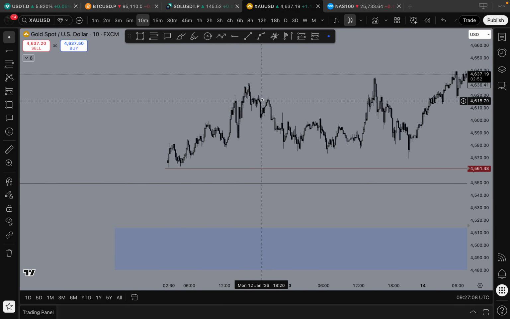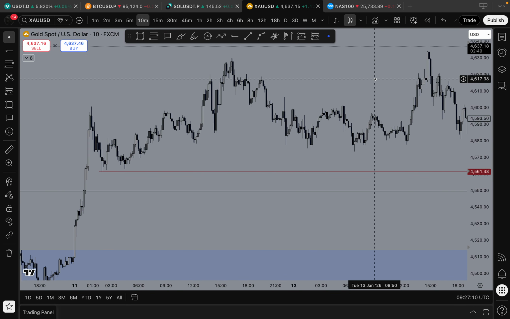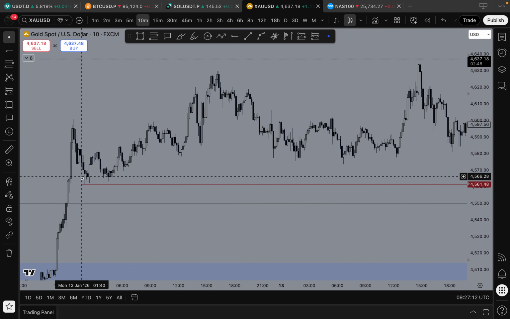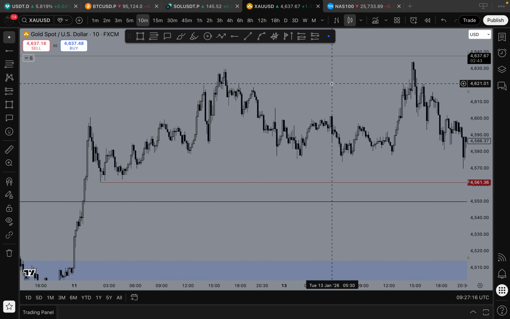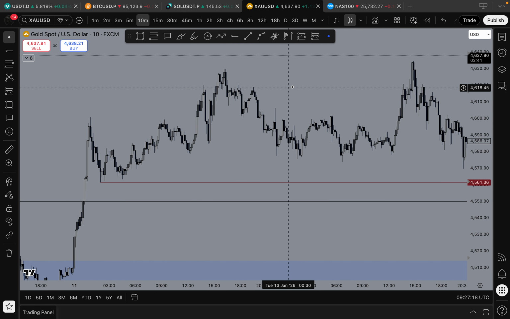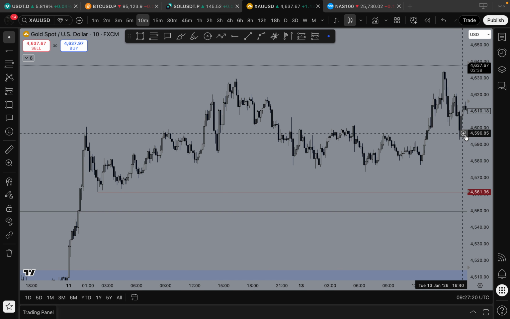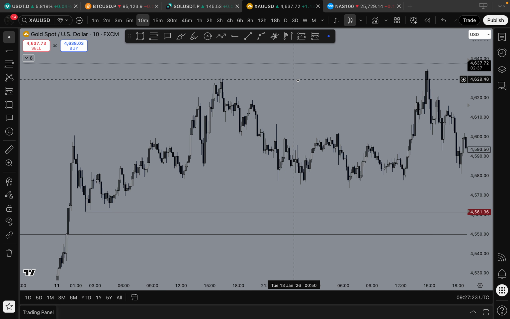So let's zoom in a bit. I like to trade gold on the lower time frames. To be clear, I didn't take any of these trades because my focus was on something else, mainly the crypto market, but I saw some trades later that I could have taken. I also shared it with the group, but I did not take it.